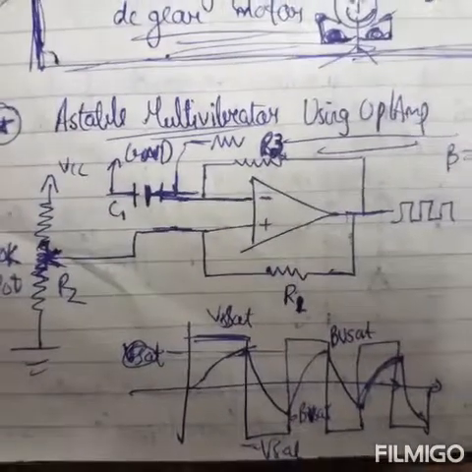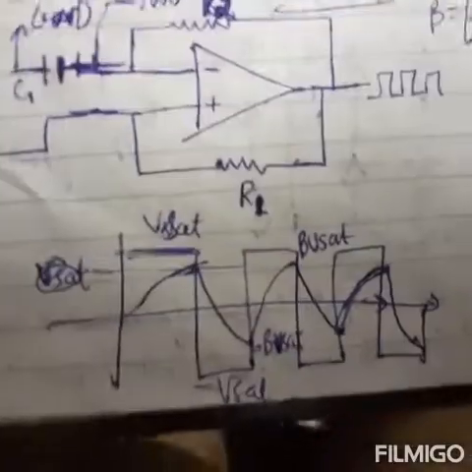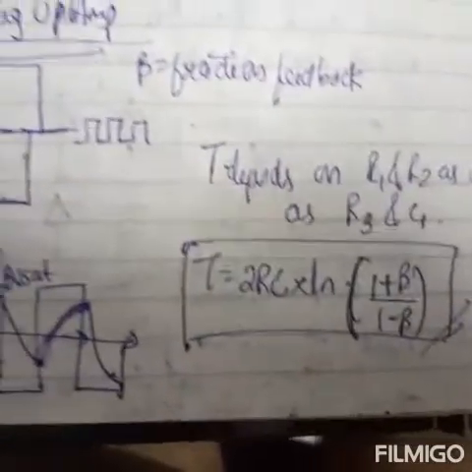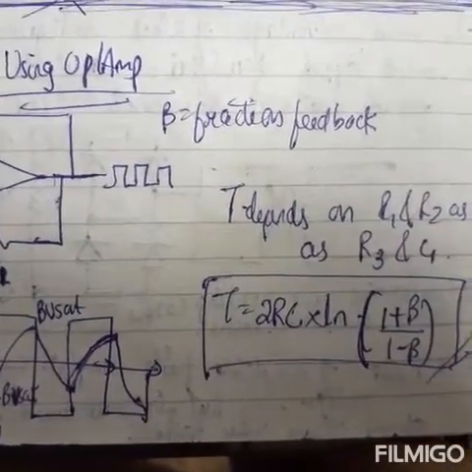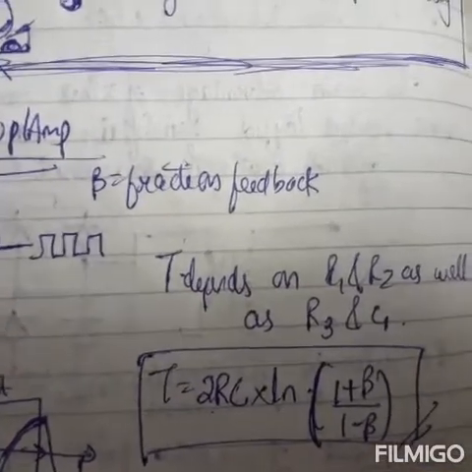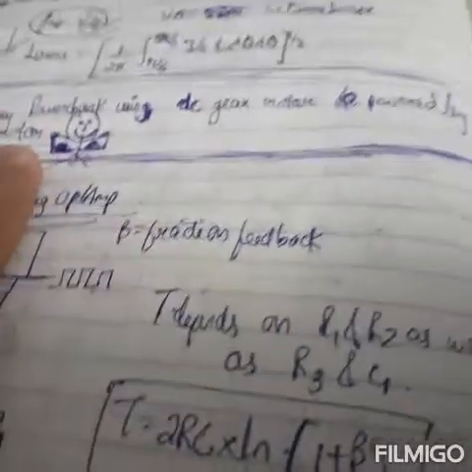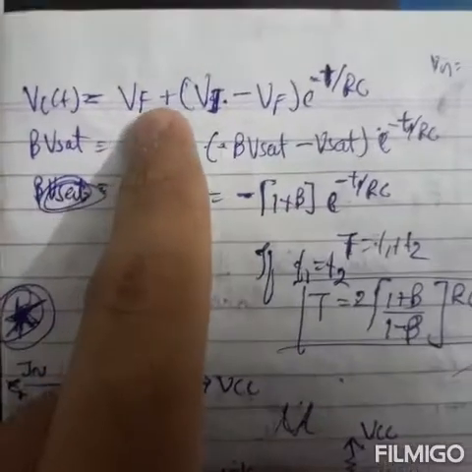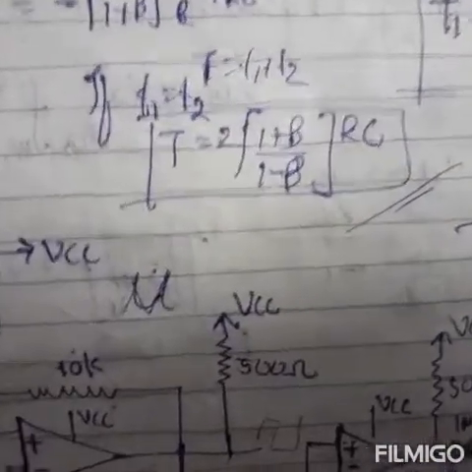So here is how an astable multivibrator using an op-amp, or a relaxation oscillator, works. These are the waveforms, V_sat and minus V_sat, and the formula is T equals 2RC ln((1 + beta)/(1 - beta)). Beta is known as the feedback fraction, which is created by the hysteresis, or by the Schmitt trigger. This is the transient analysis of the capacitor. This is the calculation, and finally we come to the conclusion, and I will show you how this circuit works.